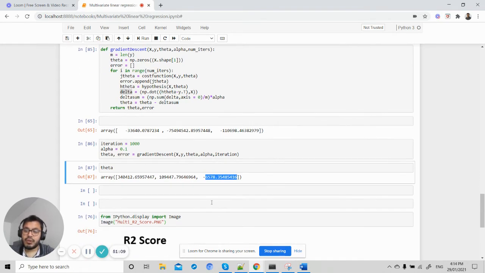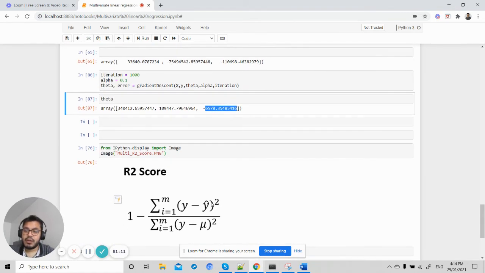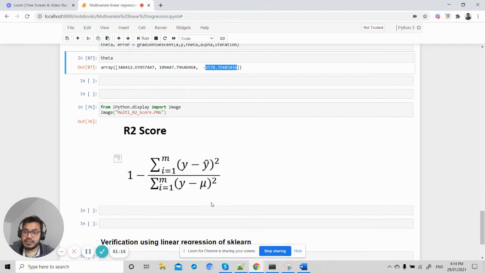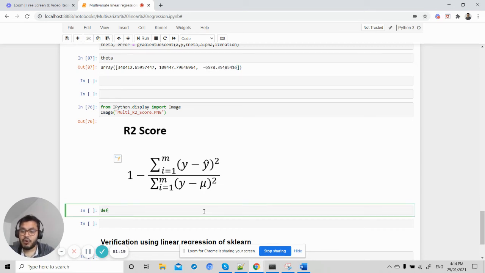Okay, so now I will calculate R2 score. R2 score is to calculate the accuracy of my model. So how accurate my model is. So this is the formula to calculate R2 score. So let's implement this. R2 score.